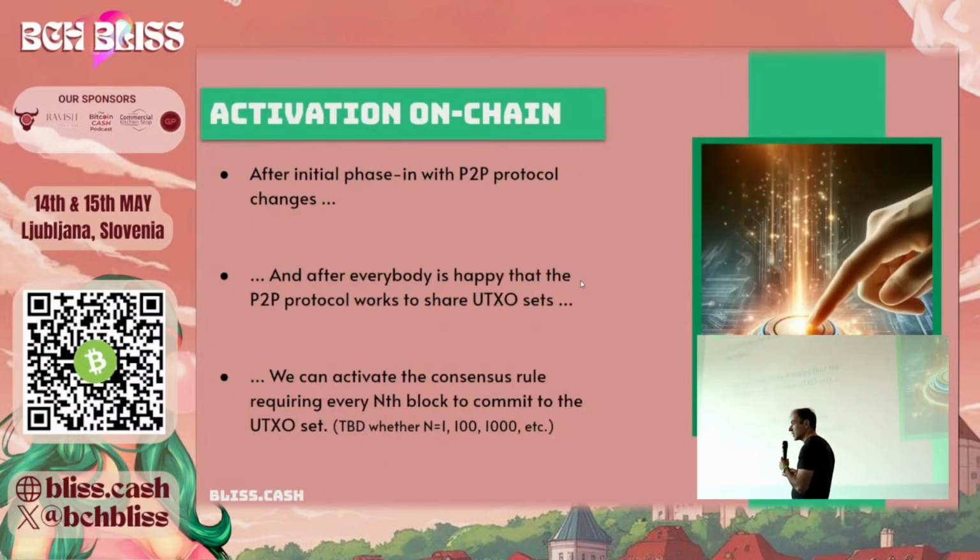You can then just say, all right, now we're going to activate UTXO commitments. Every 1,000th block or every 100th block has to have this hash in the right place in the Coinbase. And that's part of the consensus. And then, we already have a protocol for sharing the UTXO sets. Now it's just the blocks have to commit to the UTXO set. And then, you could switch it on, and then you'd have UTXO commitments on BCH.